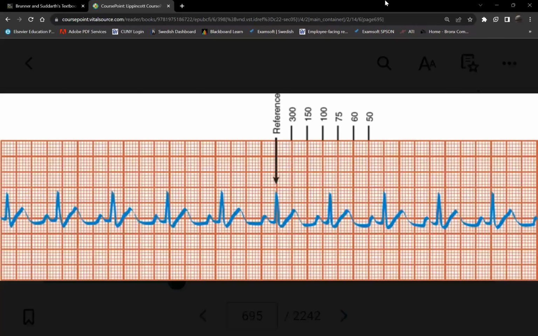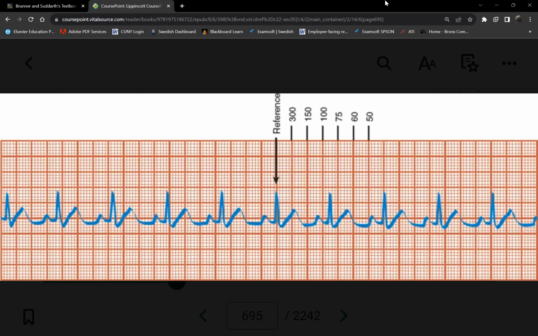So can I also count the heart rate this way? Can I just count how many cardiac cycles there are in 6 seconds and then multiply by 10? I can also do that. Can I count this one though? No. Is this a complete heartbeat? No. It's not, so I can't count this one. Can I count this? Yes, because this one has a complete PQRST. That's one cardiac cycle there.